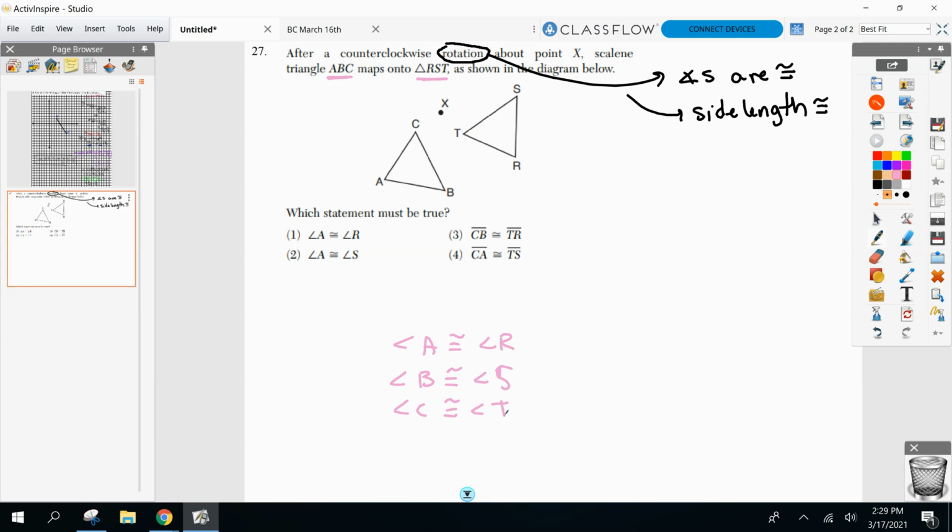And then which statement must be true? A is congruent to R. And if you look at any of the sides, CB should be matched up to ST, not TR. And CA should be matched up to RT, not TS. And again, I'm not even looking at the diagram. The letters, as you learned when we started proofs, order matters, how they write the letters of the triangles. They tell you what angles and sides match up. All right?